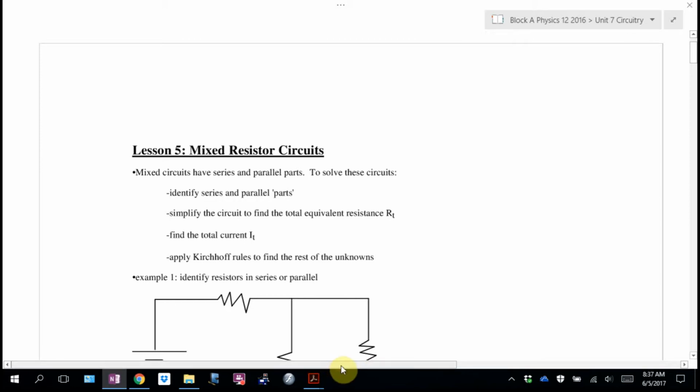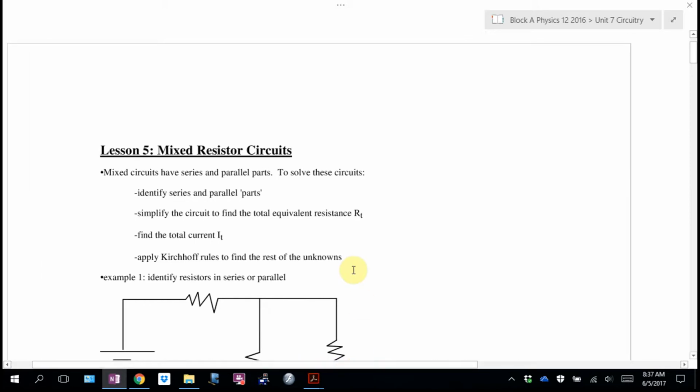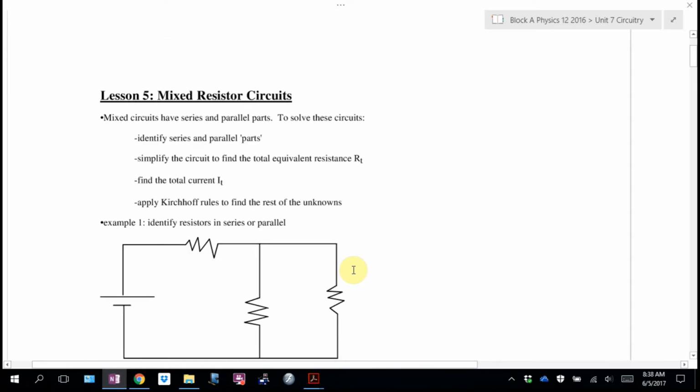So today is looking at mixed resistor circuits, circuits that are going to have some parallel, some series resistor components. What's our strategy? First thing, you've got to recognize which parts are in parallel, which parts are in series. If necessary, we'll simplify the total circuit to find the total equivalent resistance, R total, because then we can go like this.